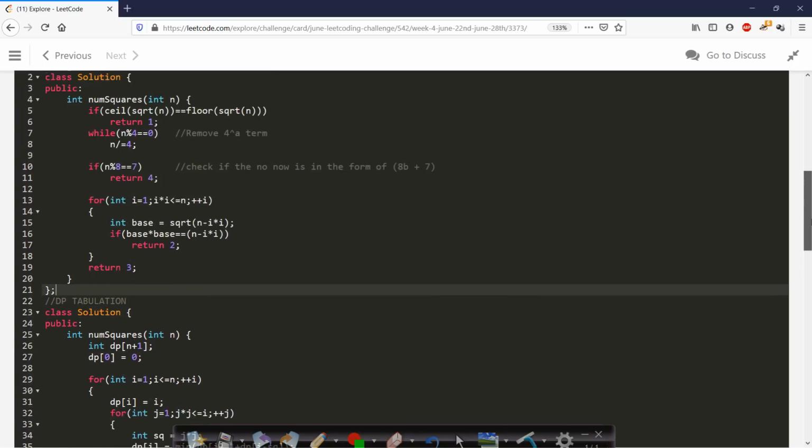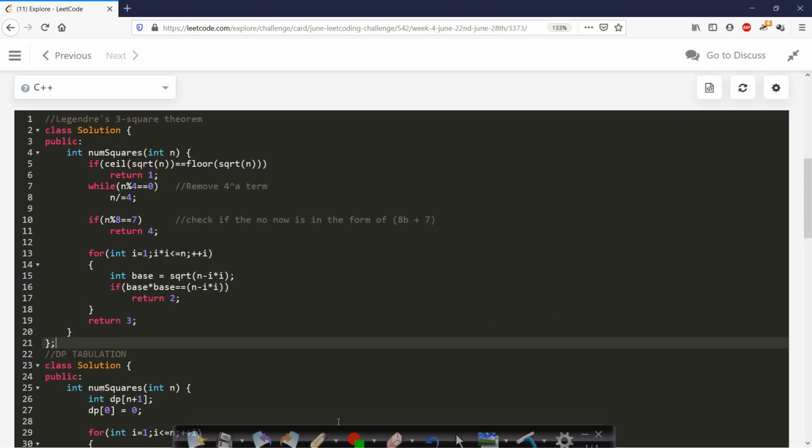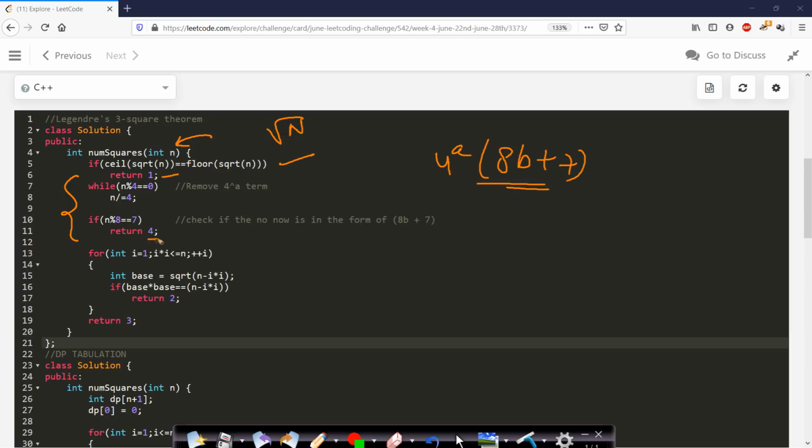Now let us look at the next method. This is the last method, which is by using Legendre's 3 square theorem. This is the fastest actually, which will solve this problem in just root n time. In this case we will check if the number is a perfect square. If this is a perfect square, simply return 1. Otherwise we will check if it is in the form of 4 to the power a into 8b plus 7. If it is in this form, then we will simply return 4. Otherwise we will be left with only case 2 and case 3.